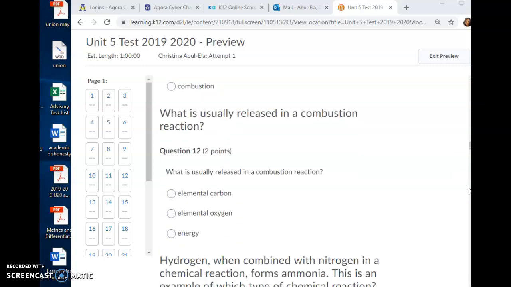Question 12. What is usually released in a combustion reaction? Carbon, elemental oxygen, energy.